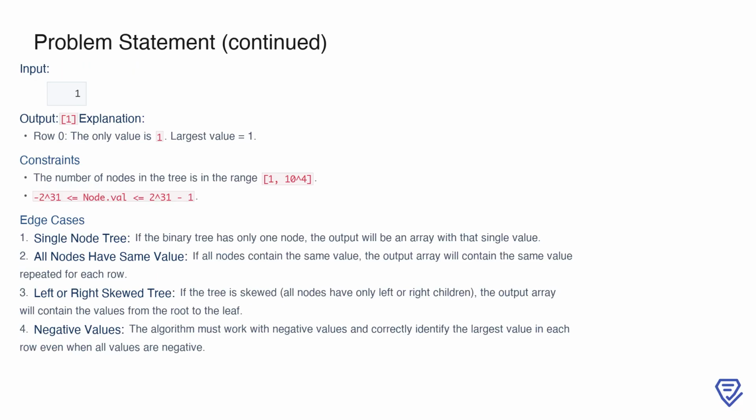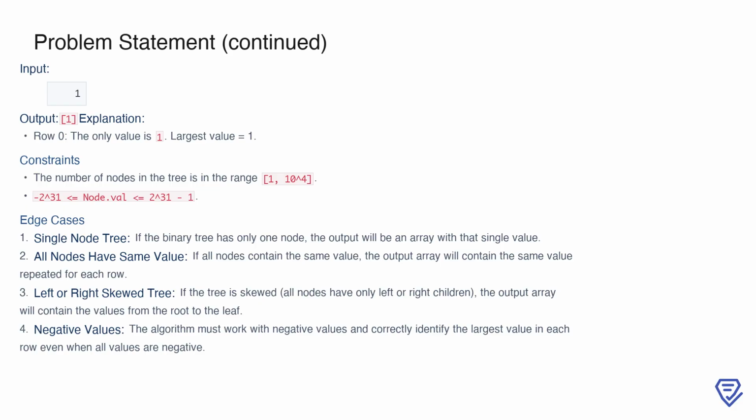In the simplest case, a tree with just one node, such as a root node with value 1, will result in an output array of 1, since there is only one row, and the sole value in that row is the largest. The problem also comes with constraints and edge cases to consider.